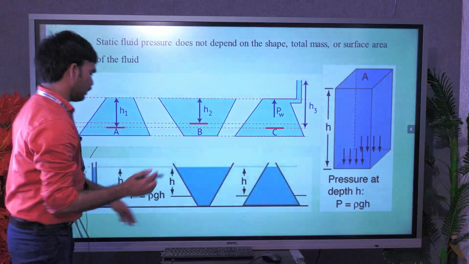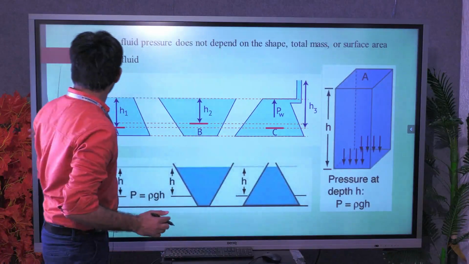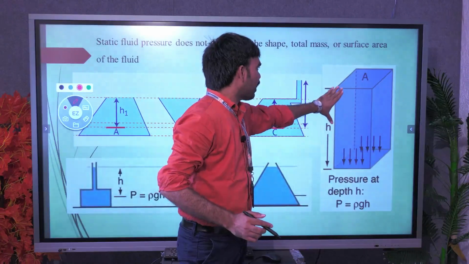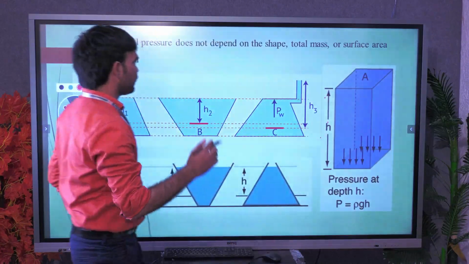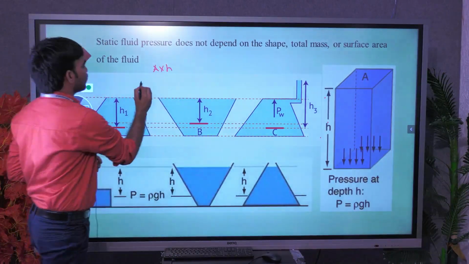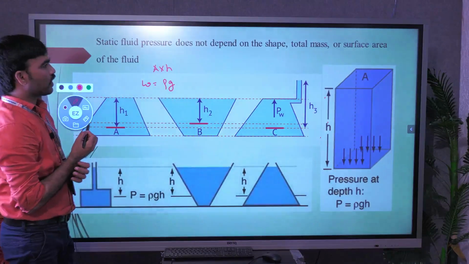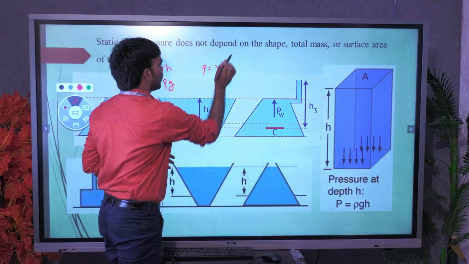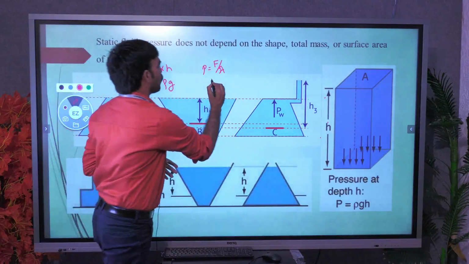Now, if you see here, this is one container which has a height of H and an area of A. That means what is the volume? Area into height, right? So what is the specific weight? We already derived that specific weight is equal to rho into g, right? So what is the pressure? Pressure is force per unit area.